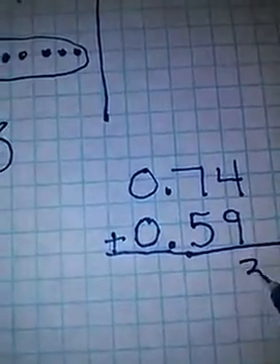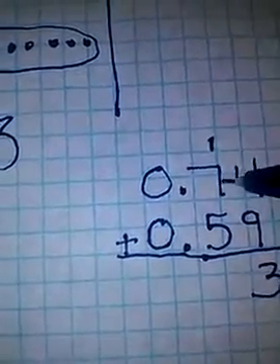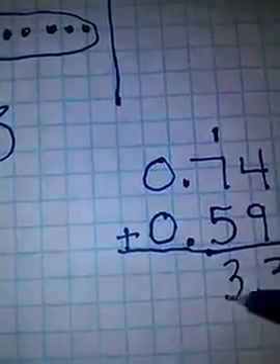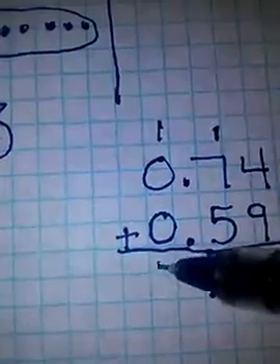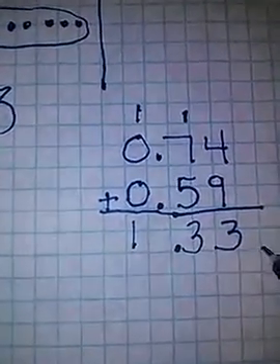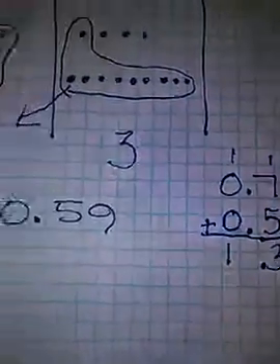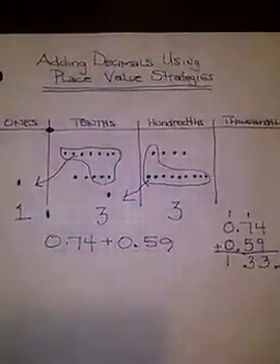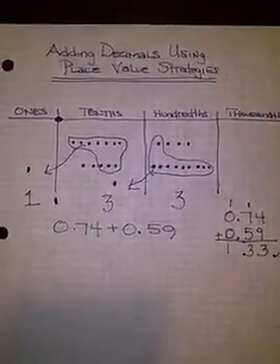9 plus 4 is 13. Again, we carried a 1. 7 plus 1 is 8, plus 5 is also 13. And 1. So we got 1 and 33 hundredths, which is the same value as we got when we added the decimals using the place value chart.